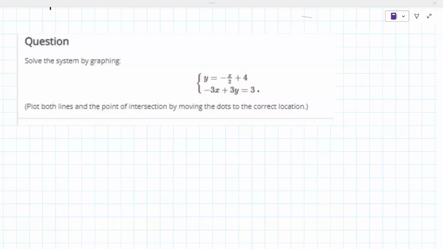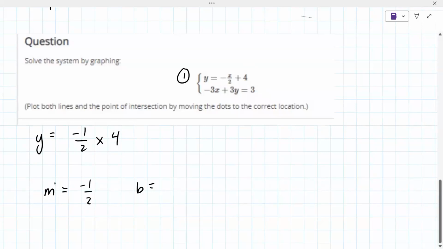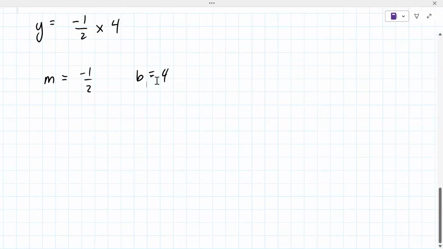So the first equation is ready to graph. Minus 1/2 x plus 4. What is the slope of this equation? Minus 1/2. And what's the b value? 4. Now, do you remember, do you start with the slope or the b value? The slope. Start with the b value.